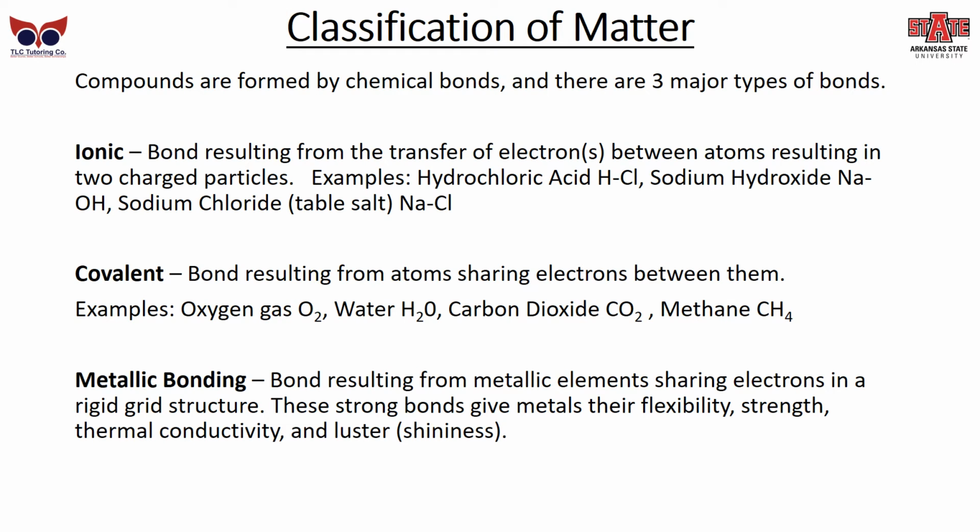Now, as we said, compounds are formed by chemical bonds, and there are three major types. So first is the ionic bond. This is a bond resulting from the transfer of electrons between atoms. So you get two charged particles, and just like a magnet, once you have two things that are negatively and positively charged, they're attracted and they stick together. Some examples would be HCl, hydrochloric acid, or NaOH, sodium hydroxide, or NaCl, sodium chloride, which is table salt.